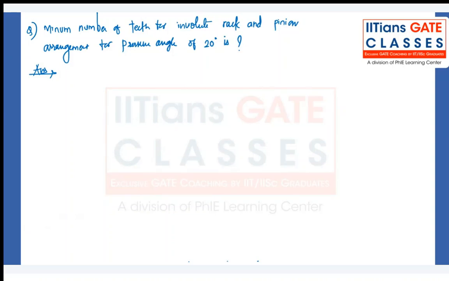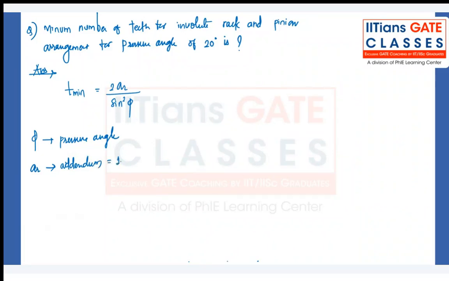Minimum number of teeth. There is a formula. T minimum is equal to 2AR divided by sin square phi. I'll explain this in detail. Phi is your pressure angle. AR is your addendum, which is generally one module. And T minimum is the minimum number of teeth to avoid interference.